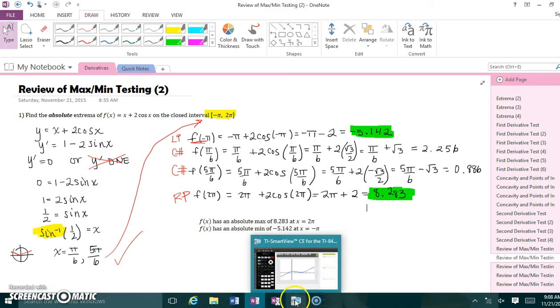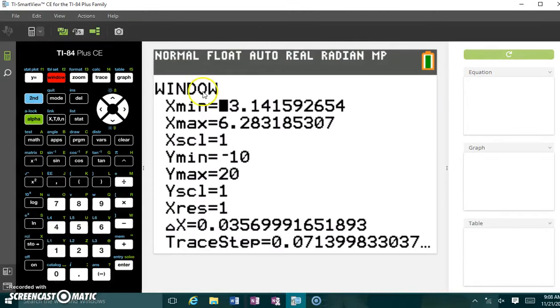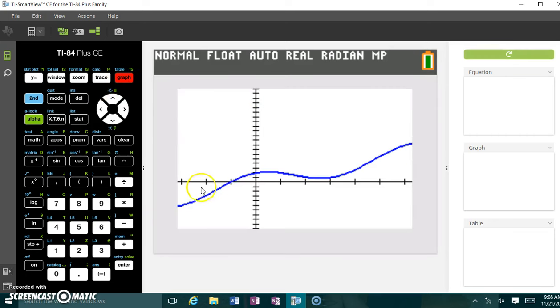If you look at a graphing calculator, I graphed them. I did a window negative pi to 2 pi. I typed in my function and I graphed it. This is where the absolute min was. Here's one of our relative maxes. Here's our relative min. Here's the absolute max. So these are the 2 values that we stated in our conclusion.